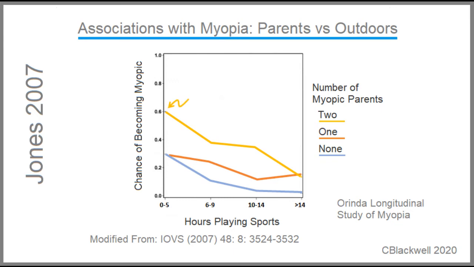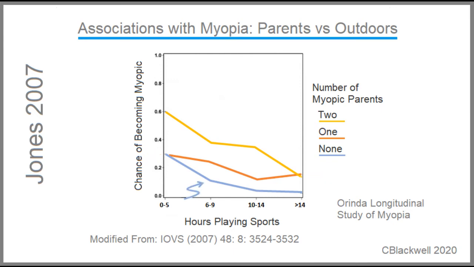A child with two myopic parents who spends little time outdoors has a 60% chance of becoming myopic. However, if that child with two myopic parents spends 14 hours a week outside, the risk drops significantly to the same level as a child who had only one myopic parent, and below the risk for the other ones who don't exercise.